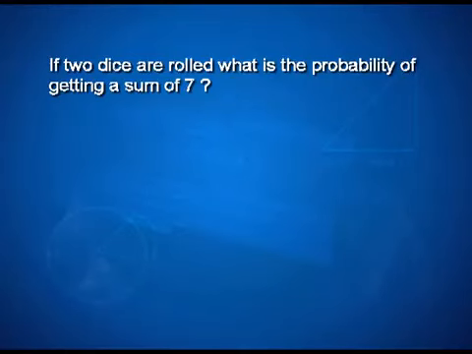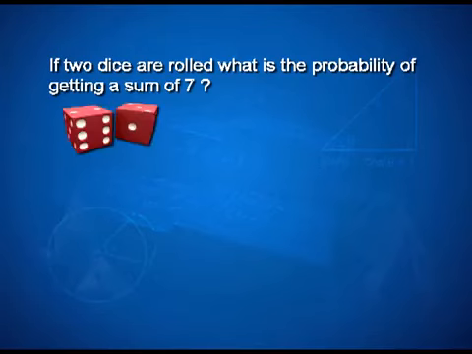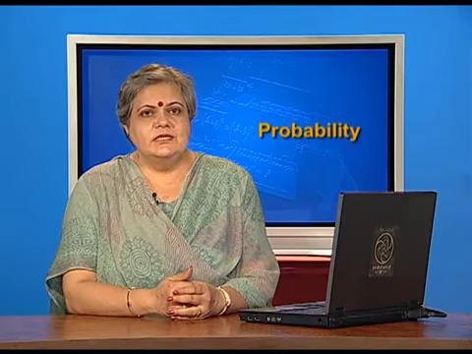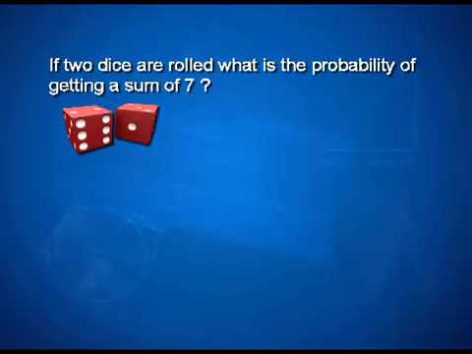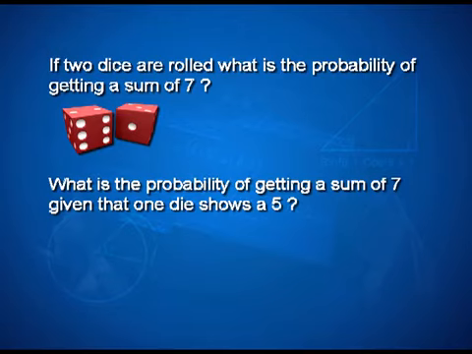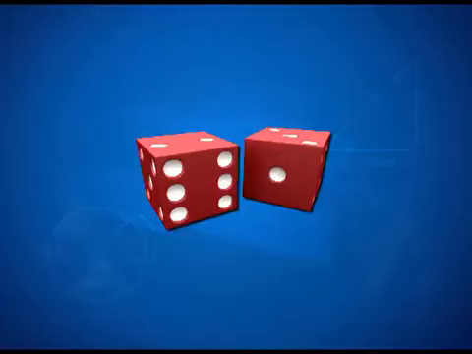sum of 7 when a pair of dice is rolled? What's going to change is, if the question says, what's the probability of getting a sum of 7 given that one die shows a 5? We know that when we roll a pair of dice, the total possible outcomes are 36.